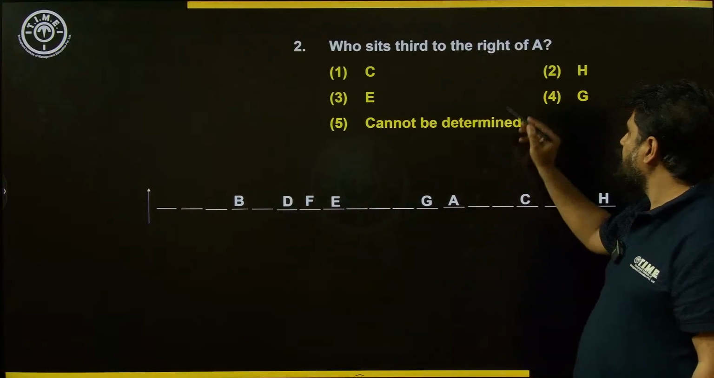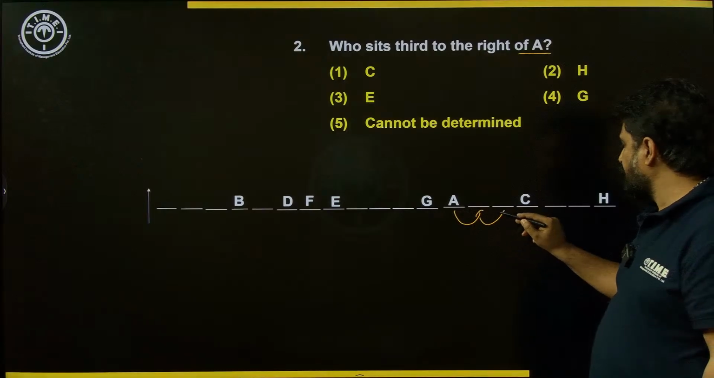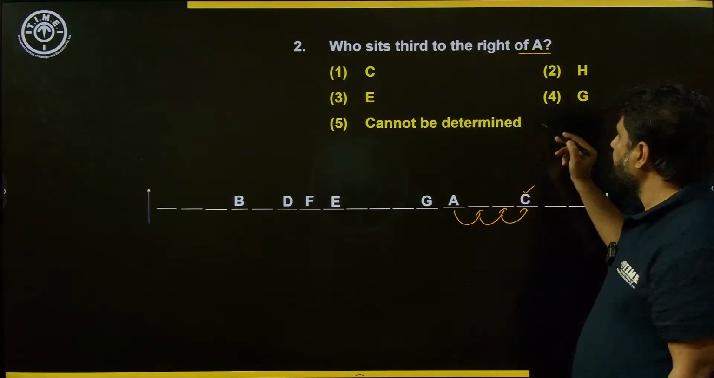Now see the next question. Who sits third to the right of A? A is here, first right, second right, and third right. We have C. C is in choice 1.